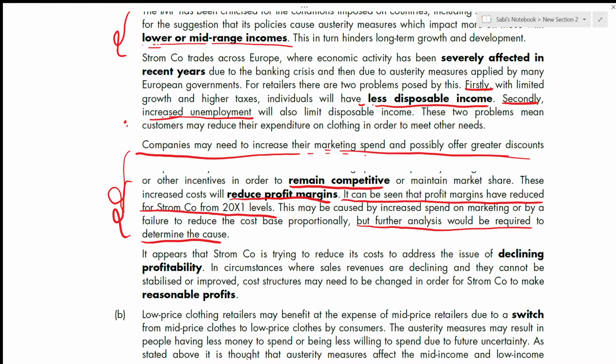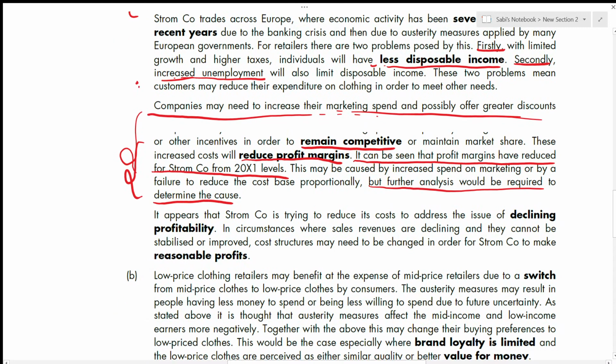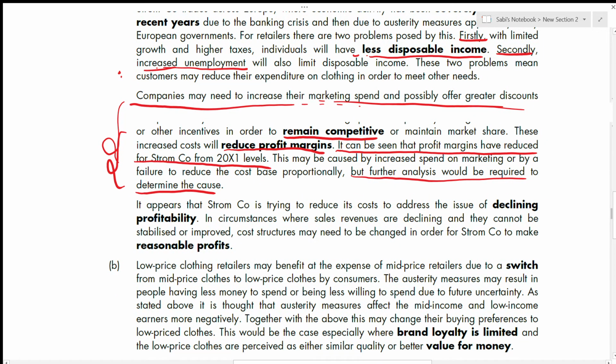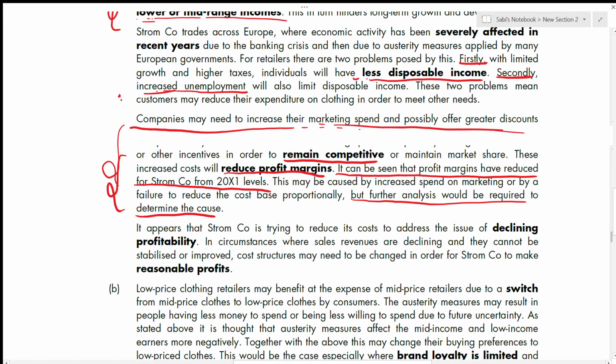In AFM, this kind of sentence is always required from the position of a finance director, because in most cases you will be acting as a finance director. So this type of sentence needs to be there. You cannot be 100% sure. They haven't told in the case study whether they have increased spending on marketing or they are failing to reduce the cost. So you're just assuming. When you're assuming, you need to write this sentence: further analysis is required.